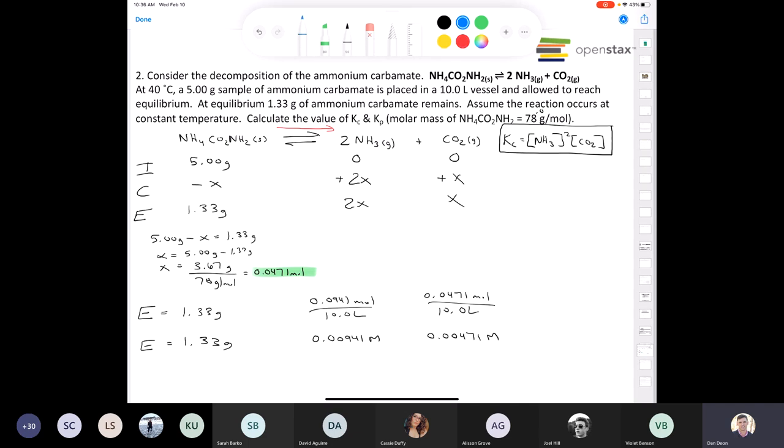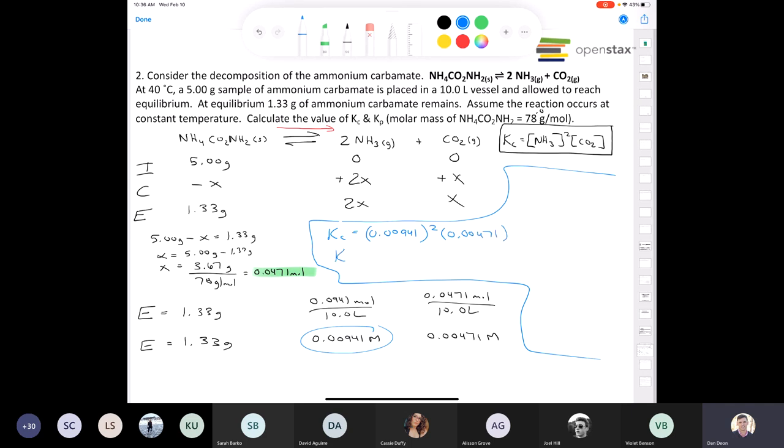And then to figure out what my Kc is, I know I'm kind of running out of space on this slide, so I'm going to write it in here. Okay, I'll make myself a space here to do some of the math. So to determine my Kc, it's going to be equal to the concentration of my ammonia, 0.00941 squared times 0.00471. Everybody give it a try. I'm going to put this in scientific notation. I get 4.17 times 10 to the negative 5.